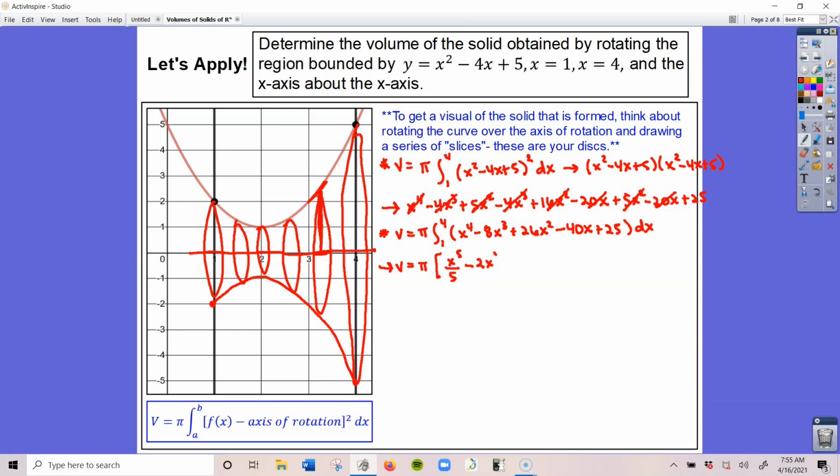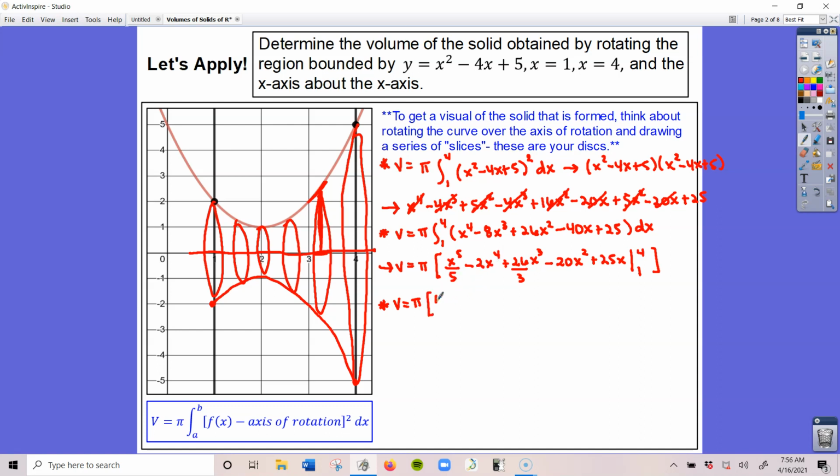so 2x to the fourth, plus 26x to the third over 3 is just 26x to the third over 3, since I cannot simplify that, minus 40x squared over 2 is 20x squared, plus 25x, and I'm going to evaluate that from 1 to 4. So now I'm going to take the 4, plug it in, and then take the 1, plug that in, and subtract. So we get volume is equal to pi. Let's plug in the 4.